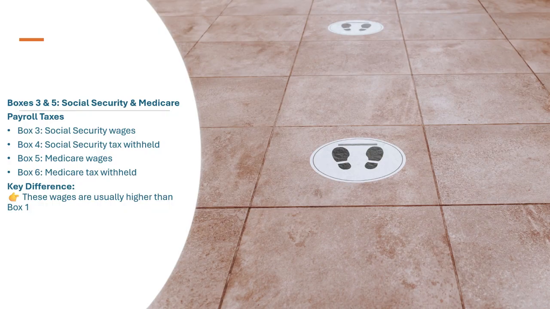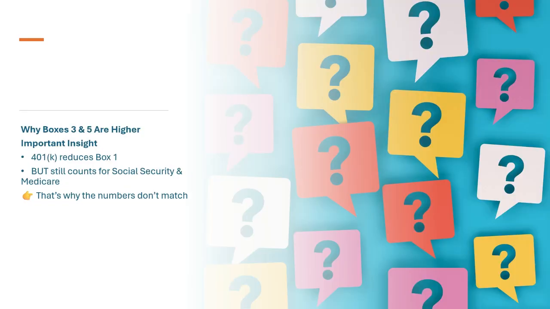Now, here's something important. These numbers are often higher than box 1, and people ask why. The reason is simple. Certain deductions, like your 401k, reduce your federal taxable income, but they do not reduce Social Security and Medicare wages. So, box 1 goes down, boxes 3 and 5 stay higher, and that's completely normal.